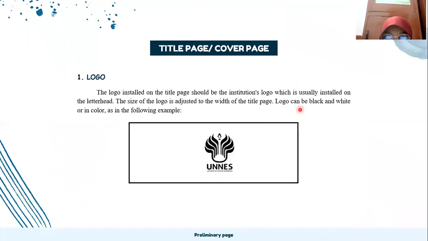The first is about title page, or we know as cover page. The first is logo. The logo installed on the title page should be the institution logo, which is usually installed on the letterhead. The size of the logo is adjusted to the width of the title page. Logo can be black and white or in color, as in the following example.